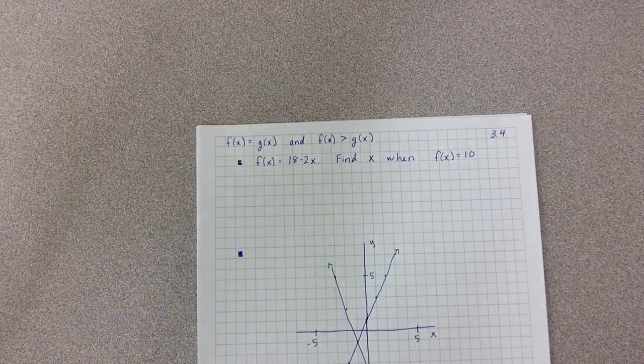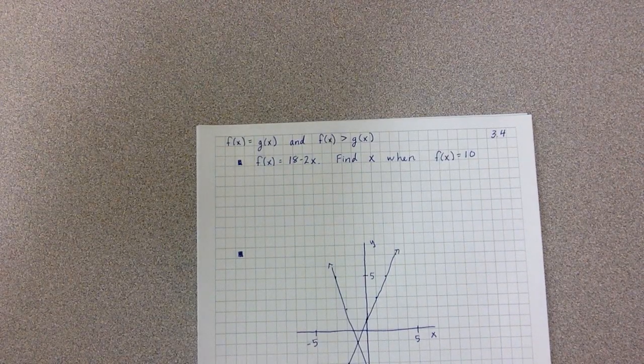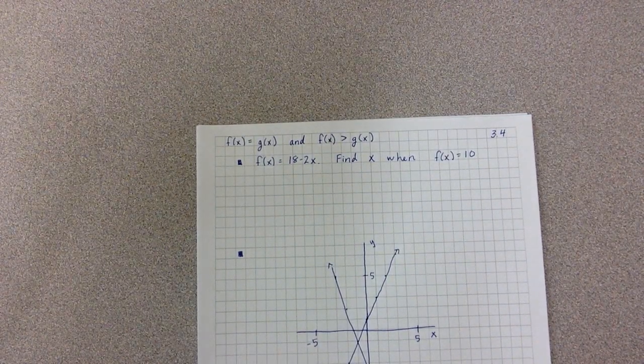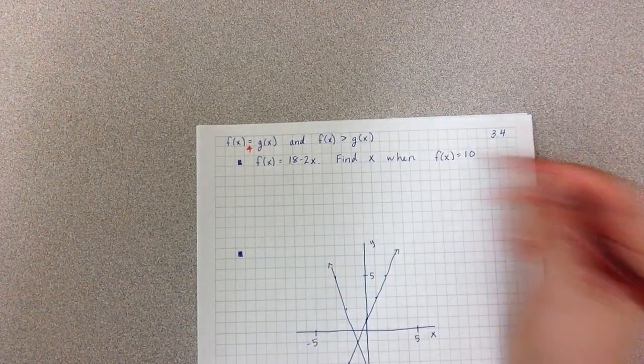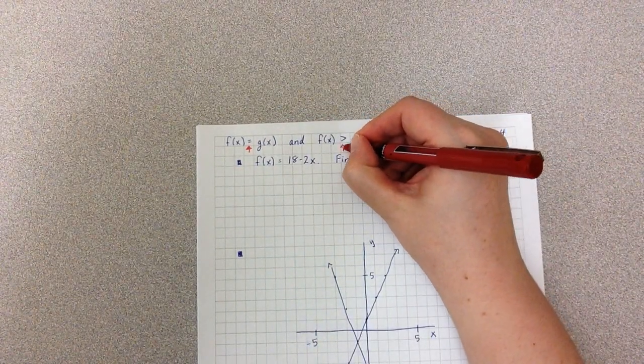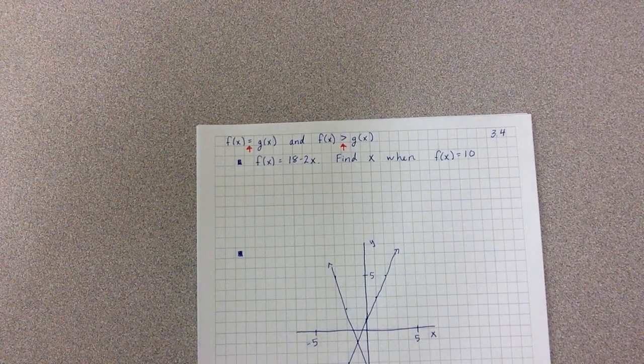These are the notes for 3.4. In 3.4, you talked about relationships when two functions are equal or when two functions are related by an inequality. So not equal, but there's a relationship between them.